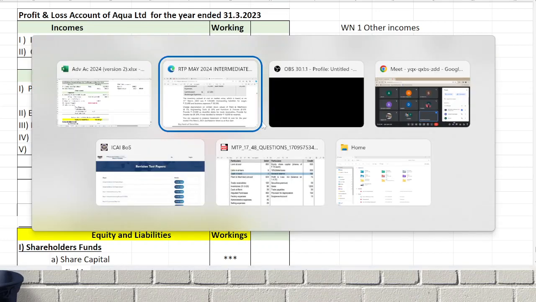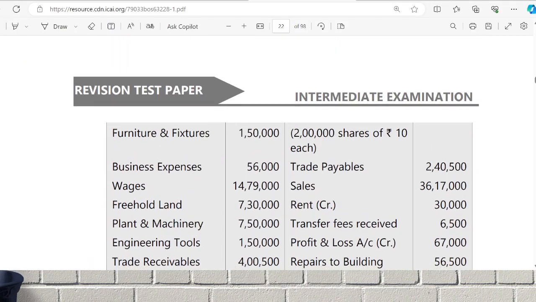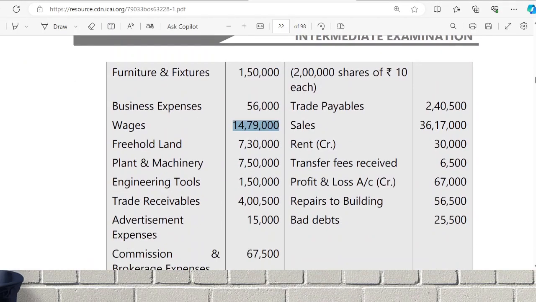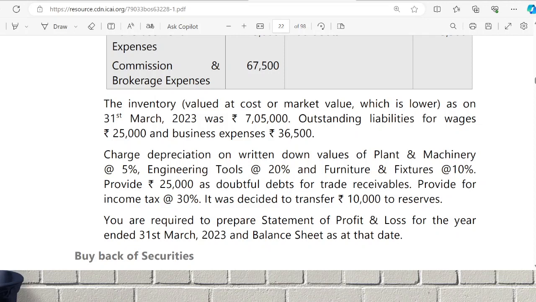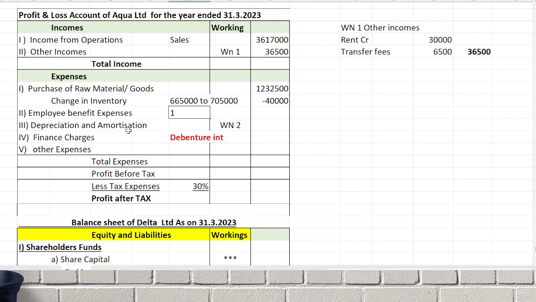For example, you can put a working note. Here I will put it directly. What is the wages given? 14 lakh 79,000 plus outstanding wages. Outstanding wages 25,000. 14 lakh 79,000 plus outstanding wages how much? 25,000.